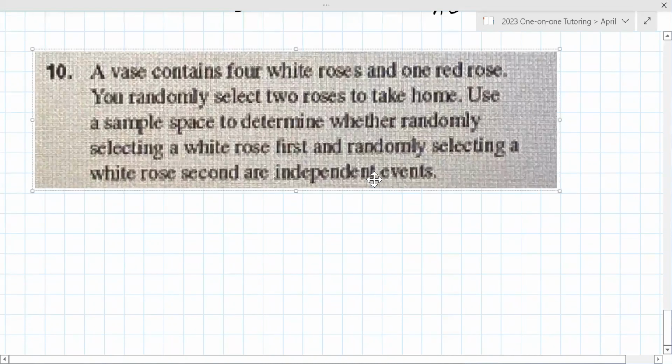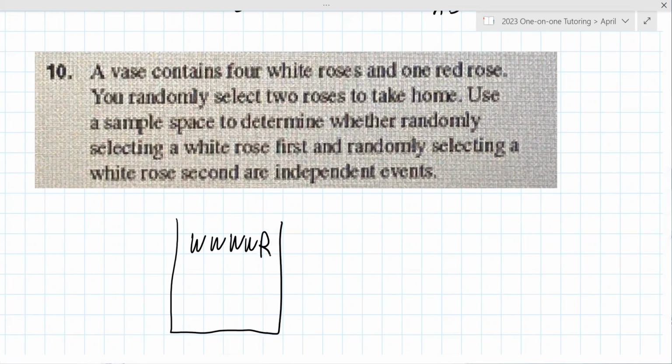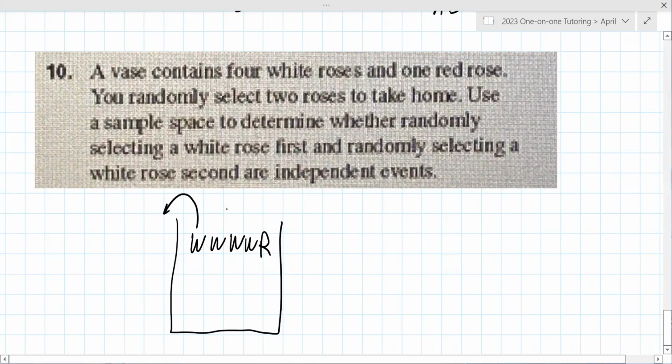All right. A vase contains 4 white roses and 1 red rose. So we've got white, white, white, white, and then a red. You randomly select 2 roses to take home. Use a sample space to determine whether randomly selecting a white rose first and randomly selecting a white rose second are independent events. Because you're taking them out, that's typically always dependent.